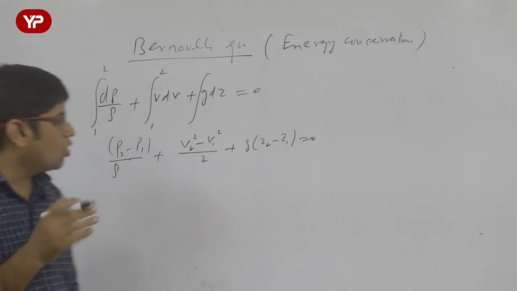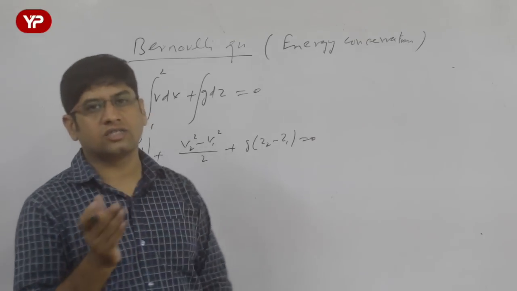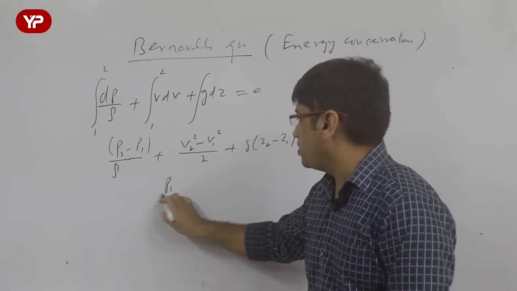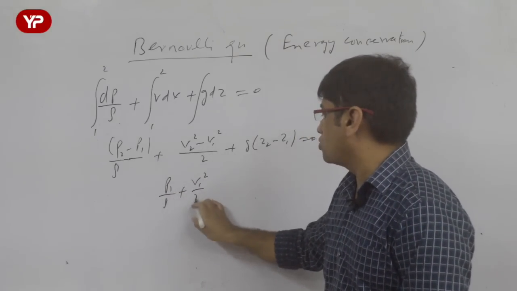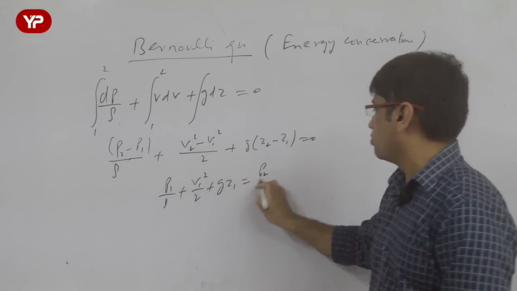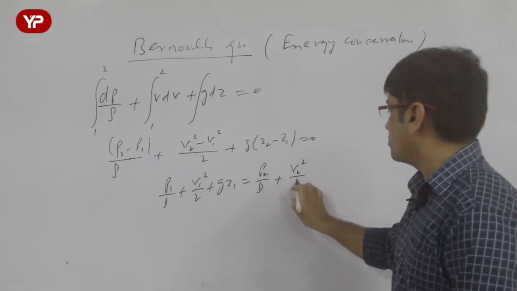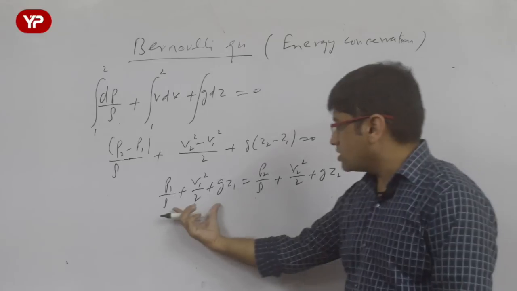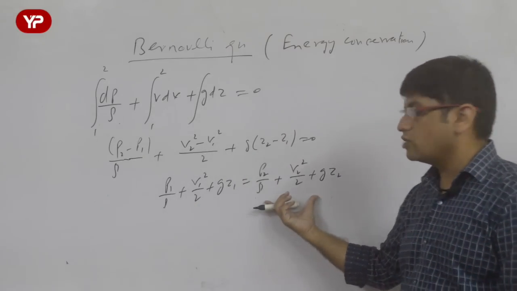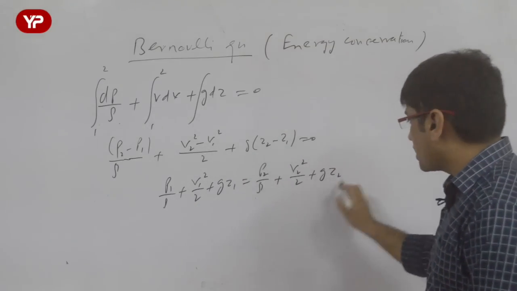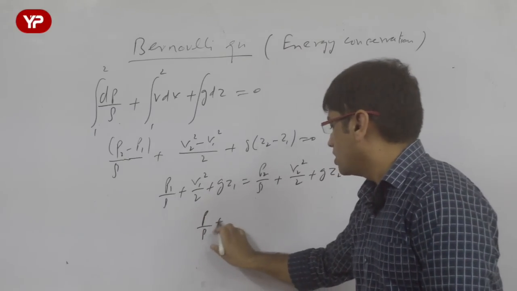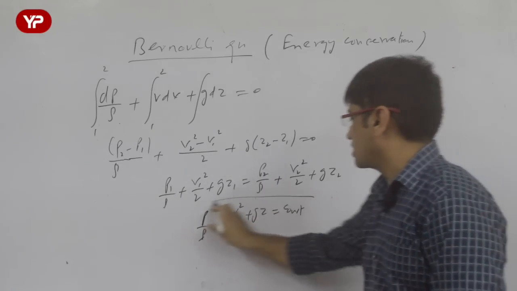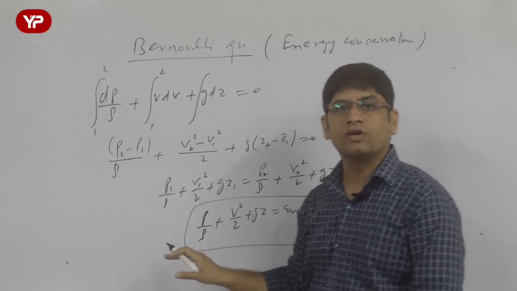Now what I do, I write all the terms which are at section 1 on one side, and those at section 2 on the second side. So P1 by rho plus V1 square by 2 plus gZ1 is equal to P2 by rho plus V2 square by 2 plus gZ2. See this equation carefully. If all these terms at section 1 are equal to all these terms at section 2, I can also write P by rho plus V square by 2 plus gz is equal to constant. I can also write it in this particular form.